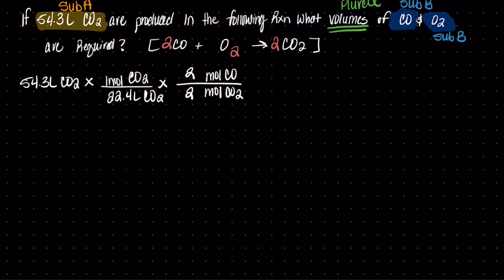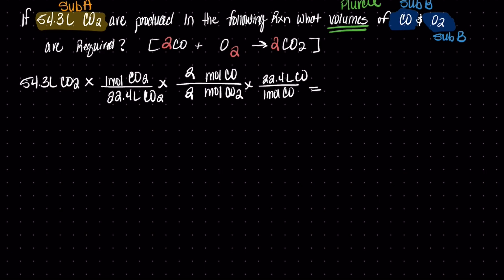So now that I'm pleasantly sitting in moles of carbon monoxide, I start moving into what I'm asked for, the volume of carbon monoxide. So now I've got to get that mole to cancel. So now I need 22.4 liters of CO. And then we're going to do the same process down here. I'm going to get my setups and then I'm just going to do the math all at once.